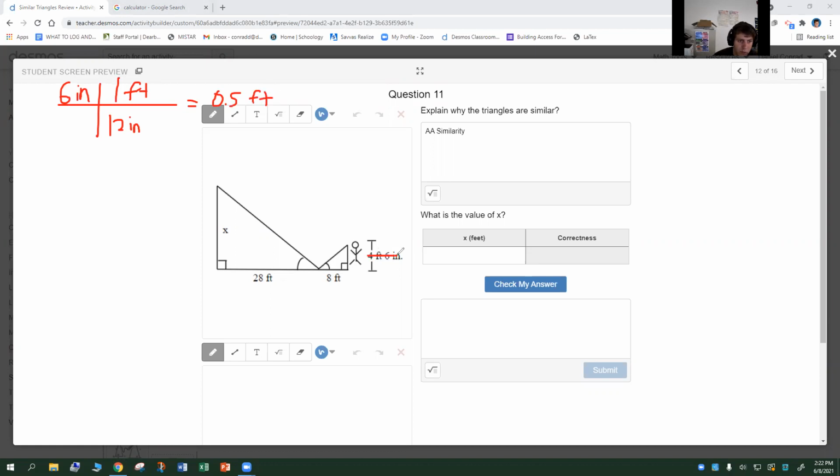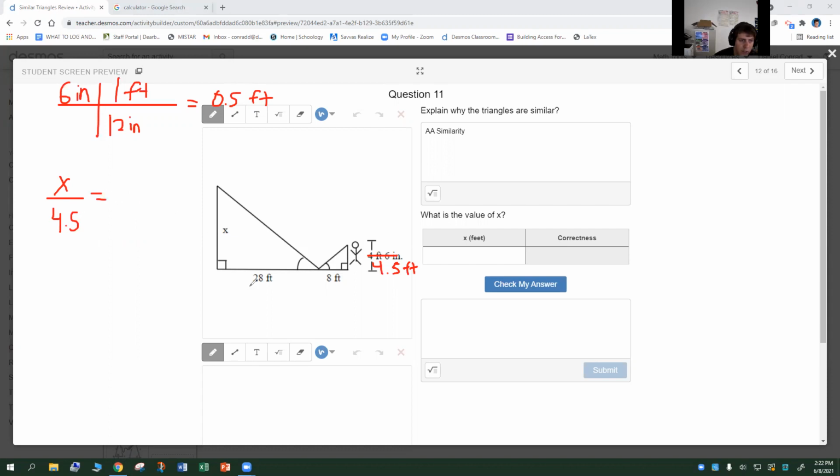Okay, so we really want to use 4.5 feet, right? It's 4 feet and 6 inches, so 4 feet and 0.5 feet because 6 inches is half a foot. So 4.5 feet. Okay, and then we can set up our proportions. So x is the height. It's going to match up with the height of the person, which is going to be 4.5.